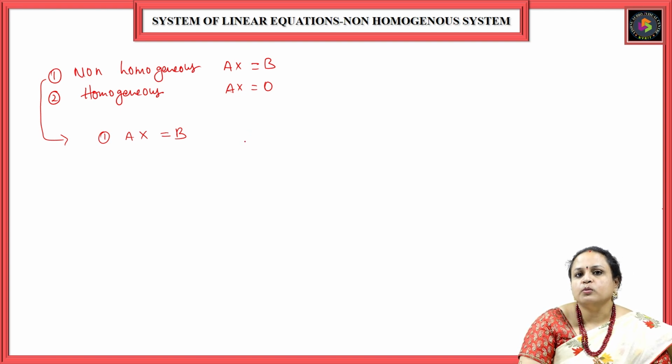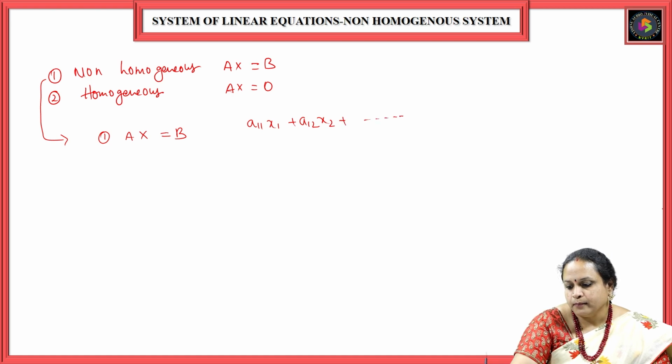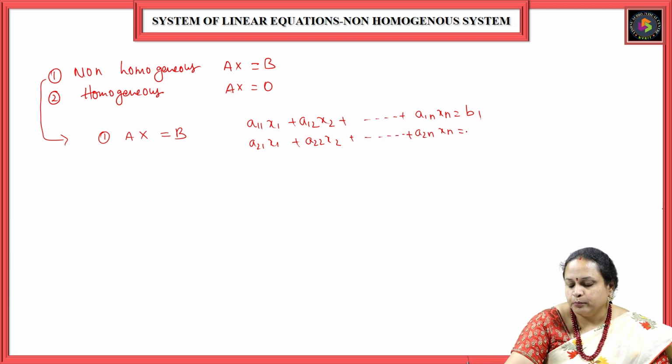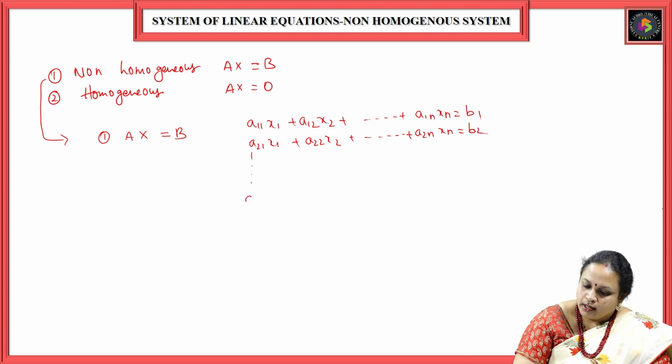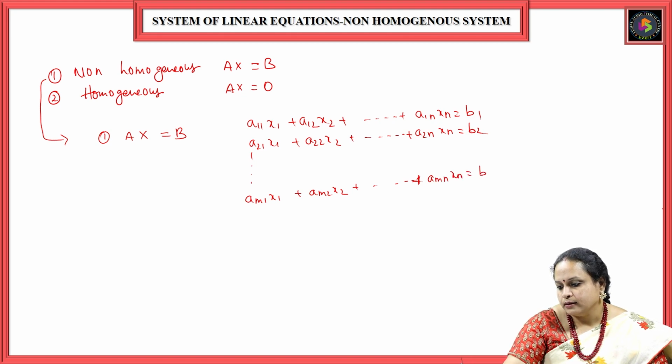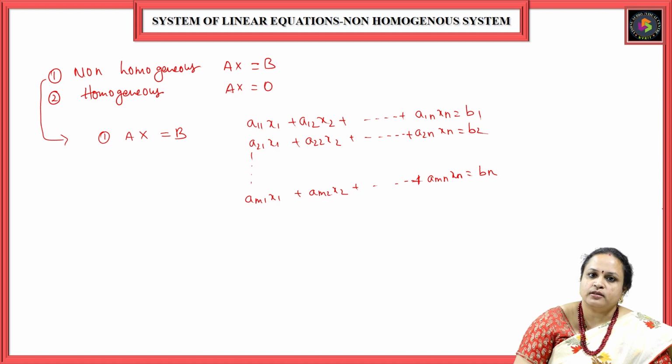Let us see how a non-homogeneous system of equations looks. It looks like this: a11x1 plus a12x2 plus so on, a1n xn equal to b1; a21x1 plus a22x2 plus so on, a2n xn equal to b2; and am1 x1 plus am2 x2 plus so on, amn xn equal to bn. This is how we have a non-homogeneous system of equations.